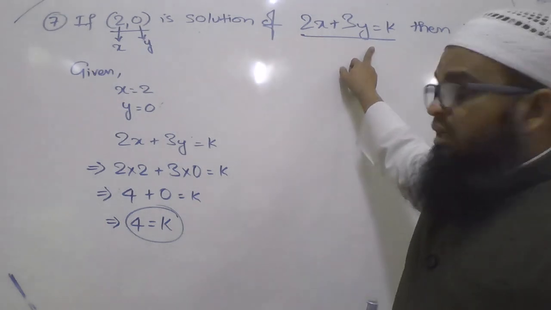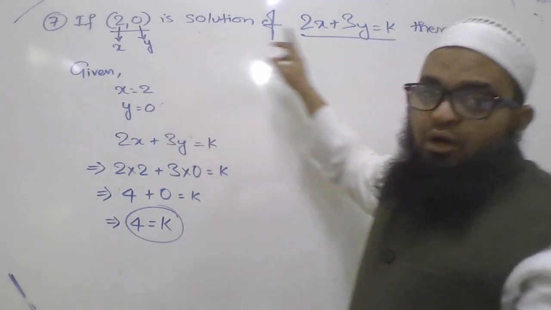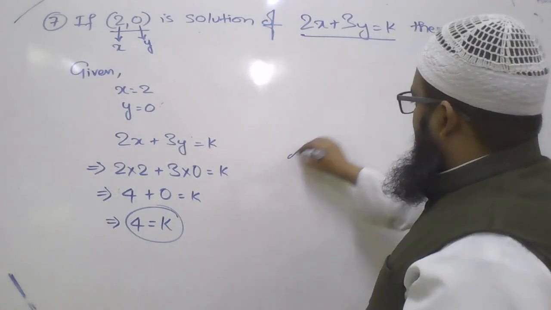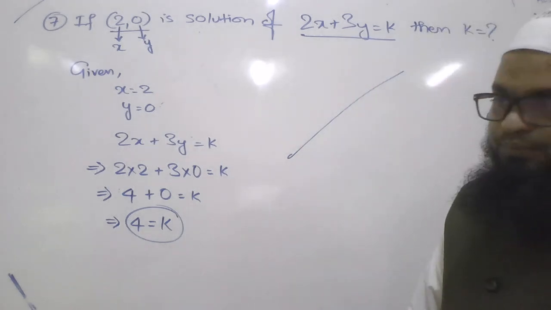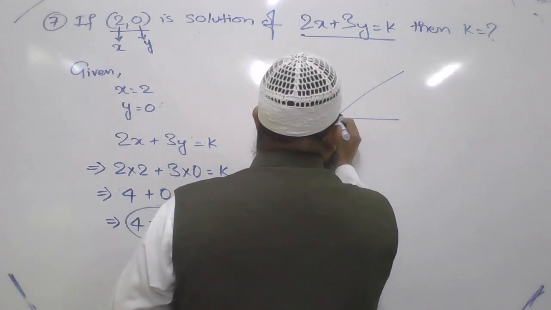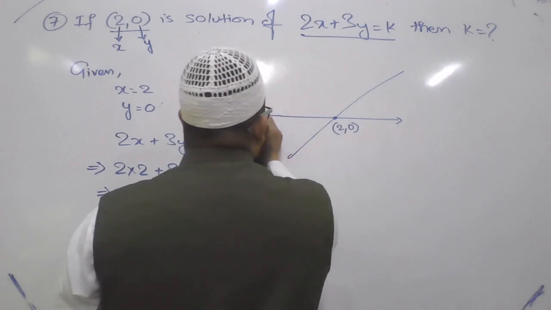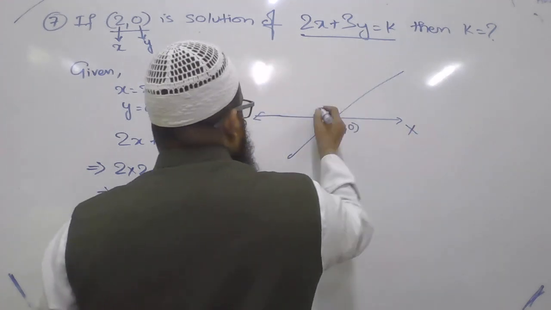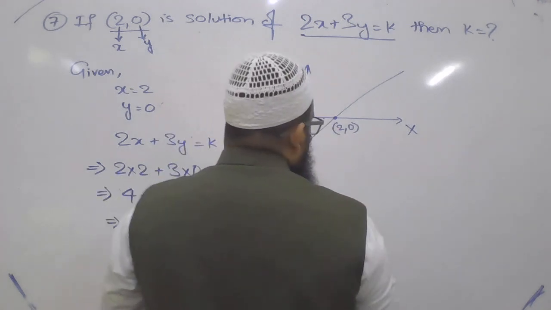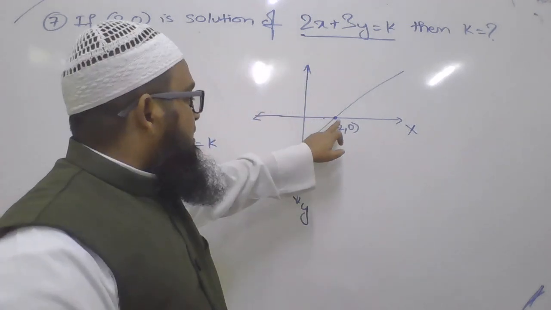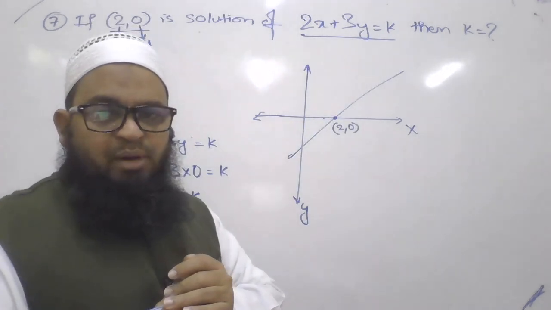So the solution means this point. What does the solution mean? 2 comma 0 lies on the line. So when you draw a graph, for example, this is the point where 2 comma 0 lies. This is the x-axis, and somewhere this is 1, this is 2. So this is the y-axis. So the equation may lie like this. That means this 2 comma 0 lies on this particular equation. Got it, my dear students?